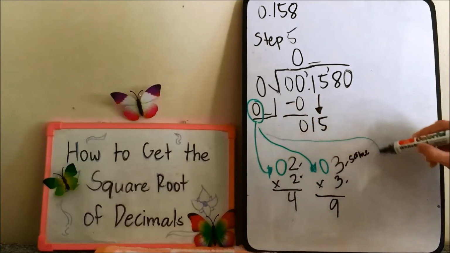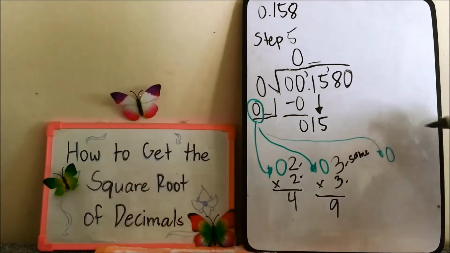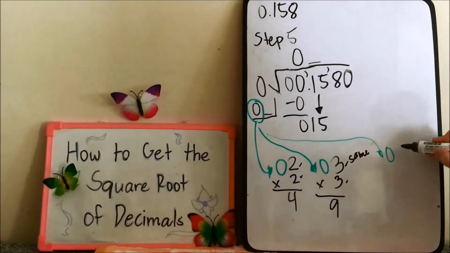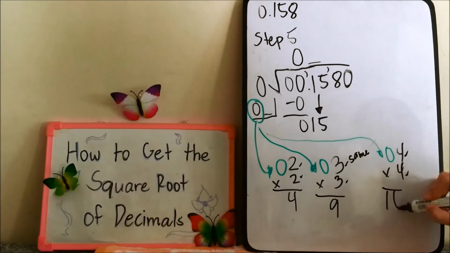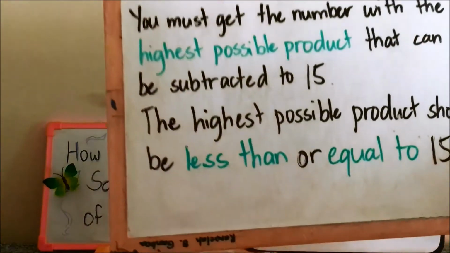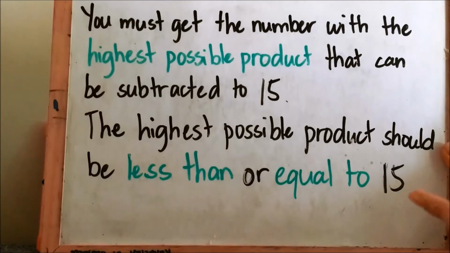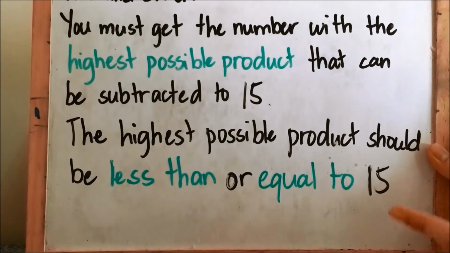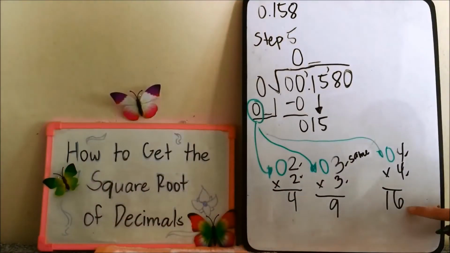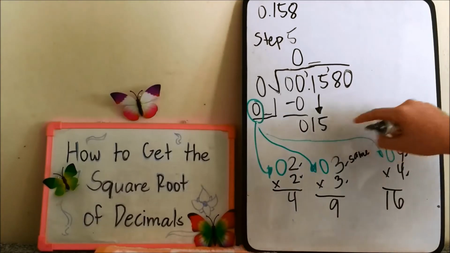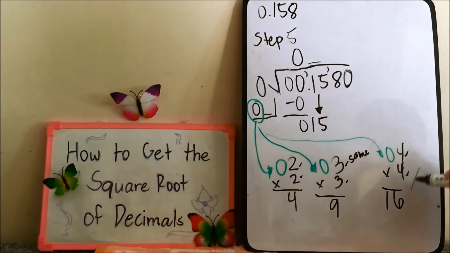So we will take this again, and then let's try 4. Remember that the numbers on the right must always be the same. So 4 times 4 is equal to 16. Now do you remember our rule? It says here that the highest possible product should be less than or equal to 15. So since 16 is higher than 15, this cannot be our highest possible product.